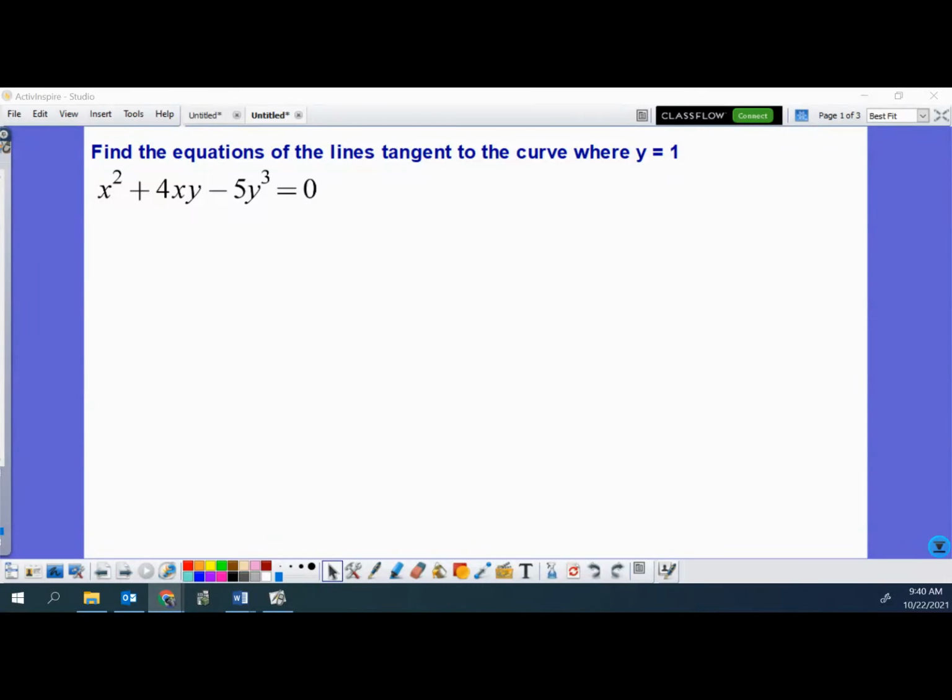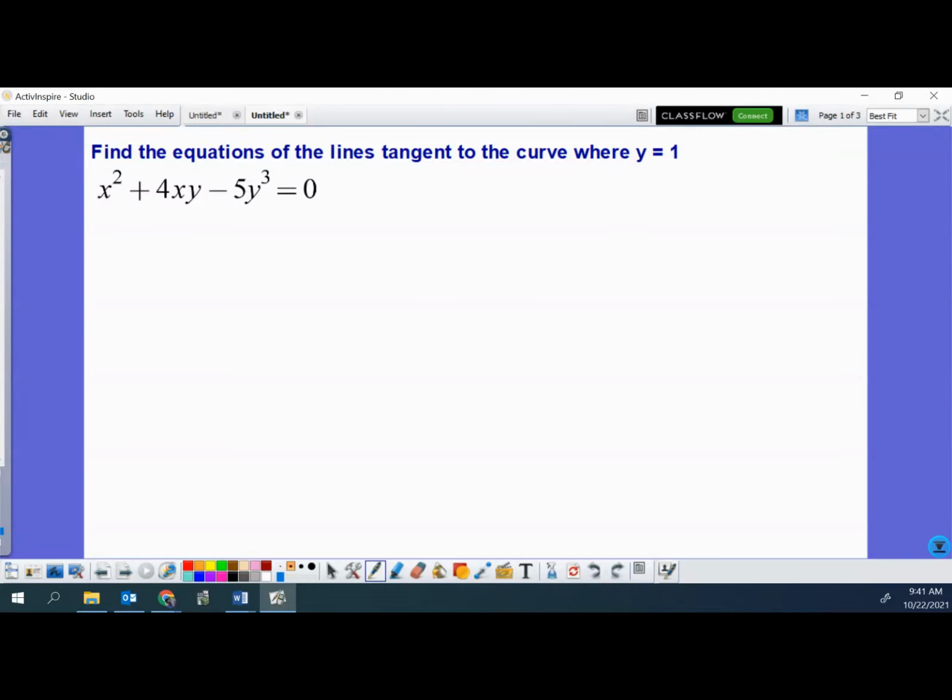All right, so we're going to write equations of tangent lines, or lines, however many there are, to this curve when y equals 1. It's got x's and y's mixed together. It's not y as a function of x. So we're going to use implicit differentiation. And the first thing you want to do, to write an equation of a tangent line or any line, you need a point and a slope.